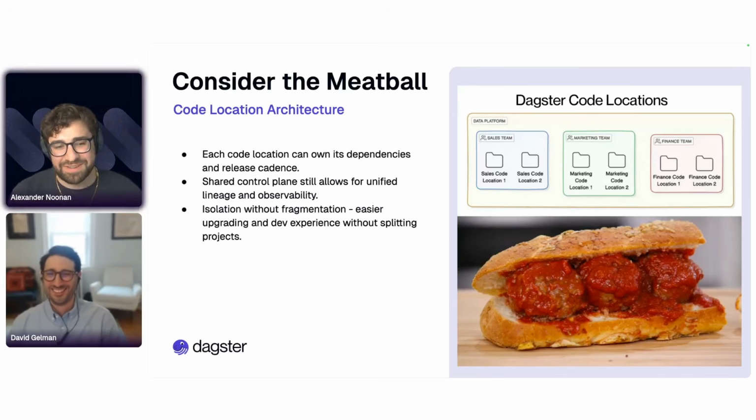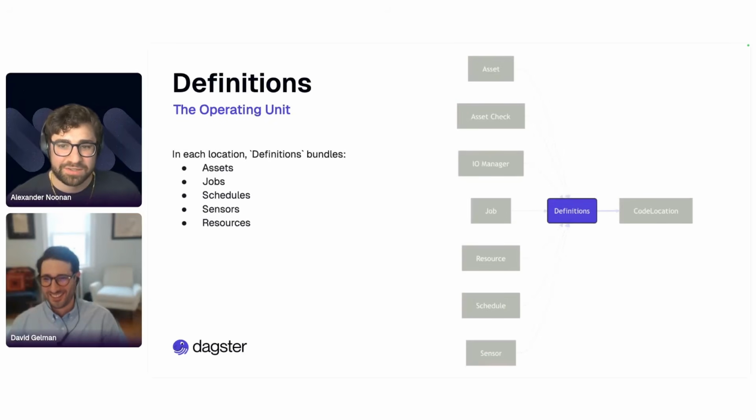But moving on from code locations to definitions. So definitions are the operating unit inside Dagster. And each code location has one definitions object, and it bundles together everything that the location needs. So your assets, your asset checks, your jobs, your schedules, all of those roll up into your definitions. And because resources are scoped to a specific definitions object, and each definitions object lives within its own code location, you can configure completely different resources per tenant.